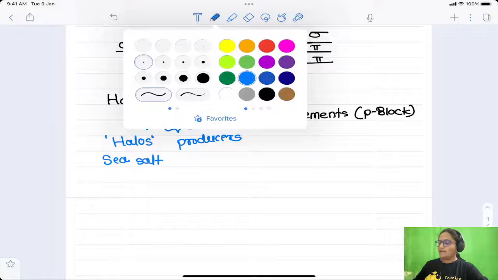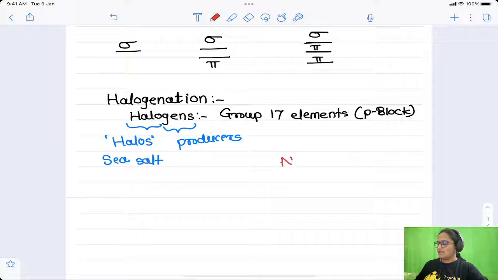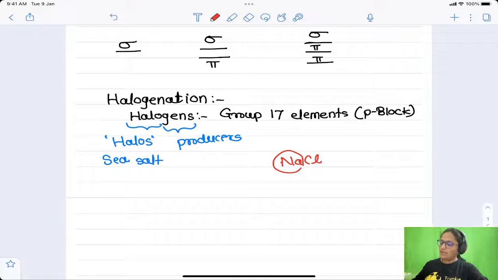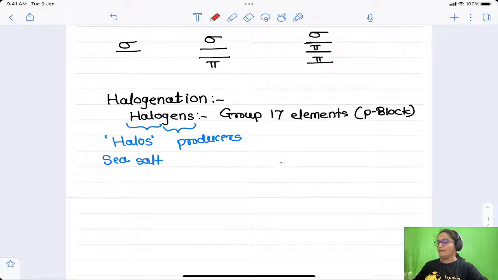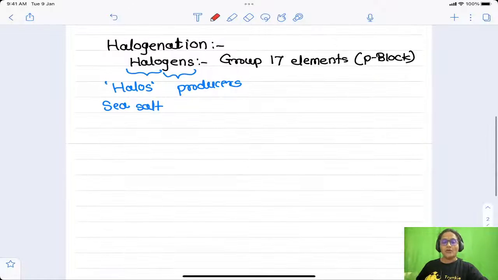For example, NaCl. NaCl is the salt present in the sea, out of which Na belongs to group number 1, alkali metal. Cl, that is chlorine, belongs to group number 17, right? Like NaCl, so many other salts are present in the sea. Therefore, group 17 elements are called halogens, sea salt producers, right?